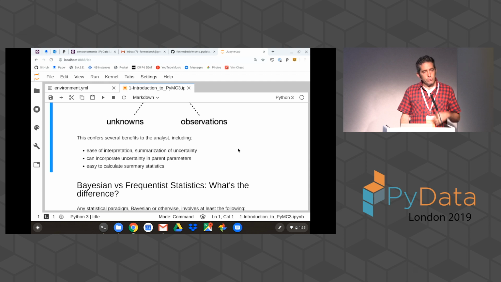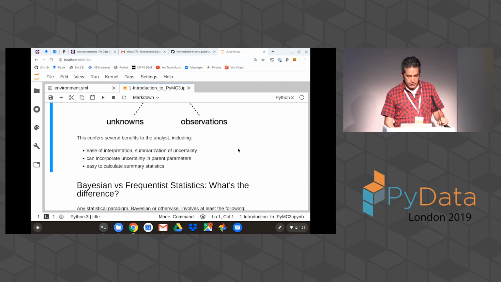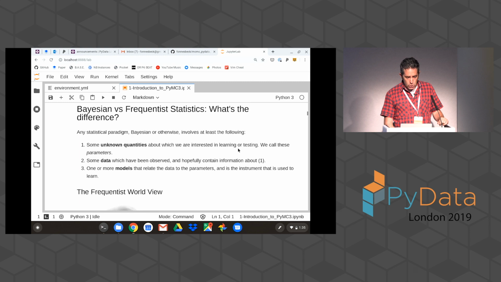And it makes it really easy to calculate various summary statistics. All right, so Bayesian, you may be wondering what's the difference between Bayesian statistics and classical ones, or the sort of statistics that a lot of you may have learned in school.